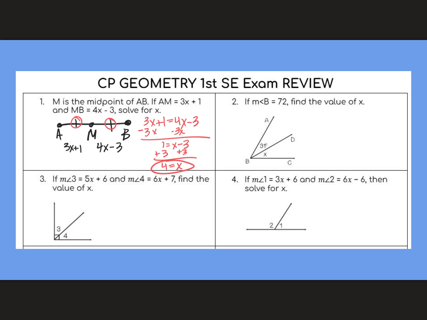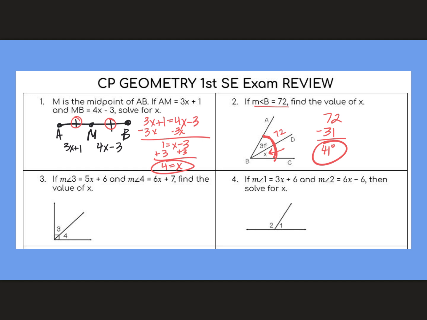On the second one, we are told that the measure of angle B is 72. So this entire thing right here is 72, and I need to find what's just x. So this is just basic angle subtraction. 72 for the total, I'm already using up 31 degrees. Subtract these and we get that x is 41 degrees.